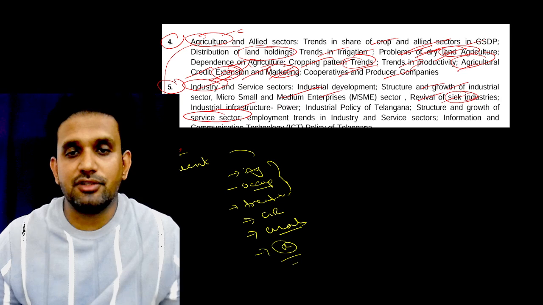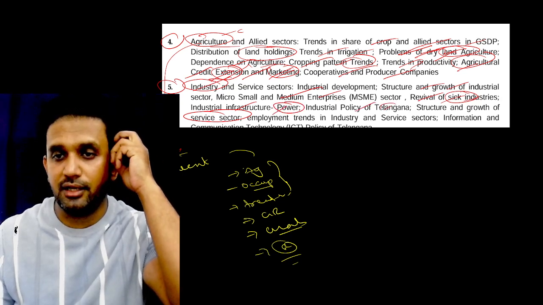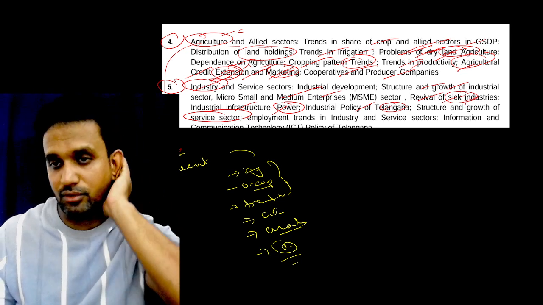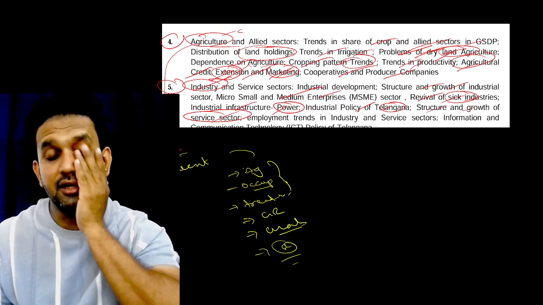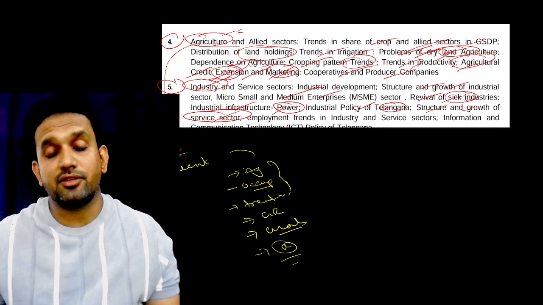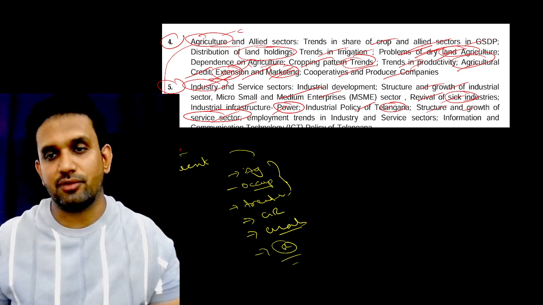Then industrial infrastructure, we should be learning about power. This is also there in geography. Industrial policy of Telangana, TGIPASS we have to study, and we have to study the latest one also. Then we have the service sector, again the structure, which means what subsectors are there, which one is contributing more, which one is contributing less, that is called the structure of the service sector.